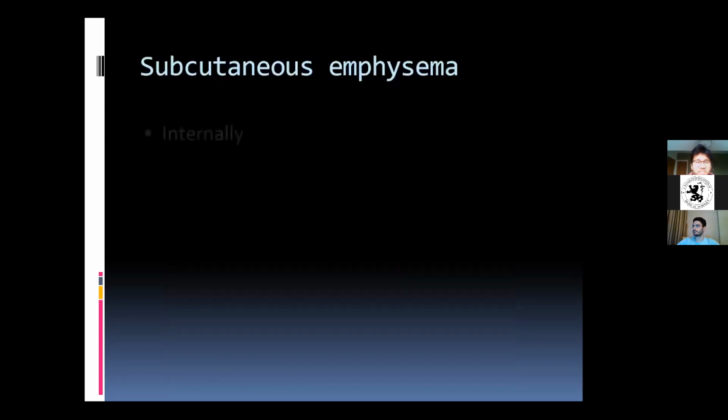Just want to finish this section off with the fact that subcutaneous emphysema can be caused by internal means. It can be caused by external means. Does anyone know what the internal means of causing subcutaneous emphysema can be? What can cause subcutaneous emphysema from an internal aspect?